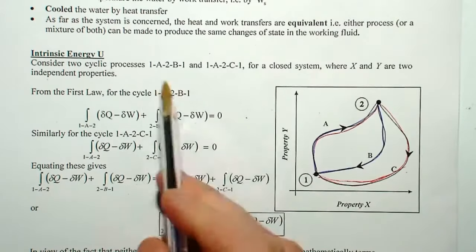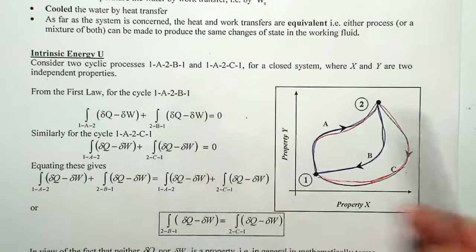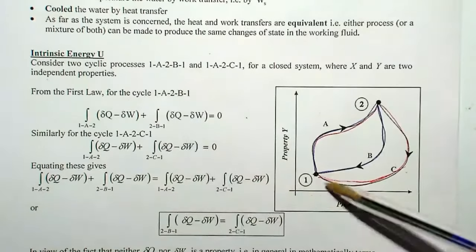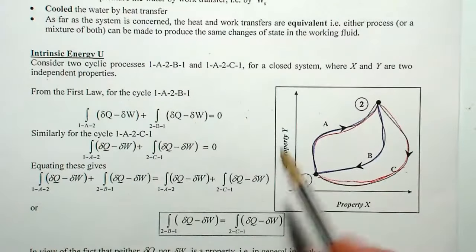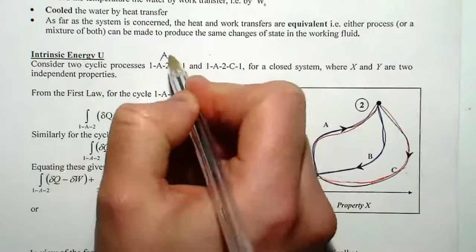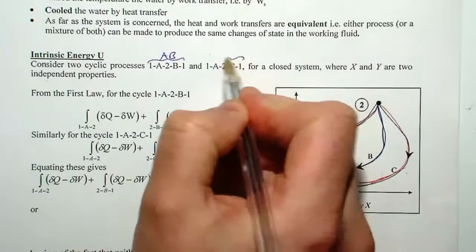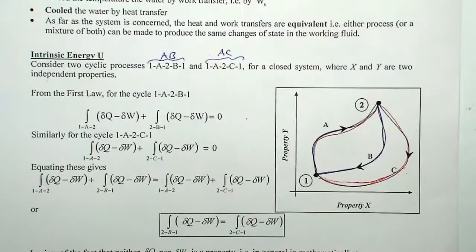Now, I want to call the first cycle the red one, the blue one, 1A to B1, which just shows exactly the route. And simply, this is just really AB, if you like. And this one is naturally the AC type of route. This is a closed system. What I mean by closed is that you end up in the same state as where you started off.